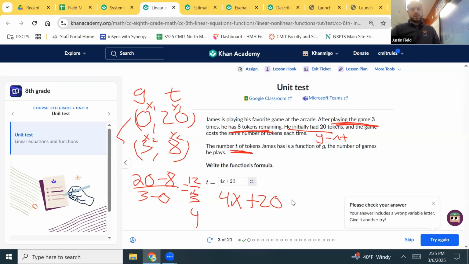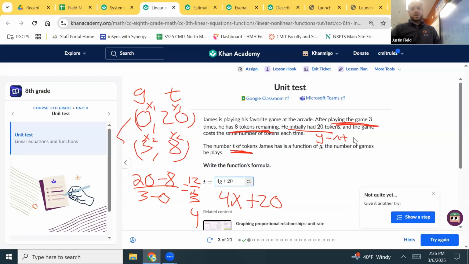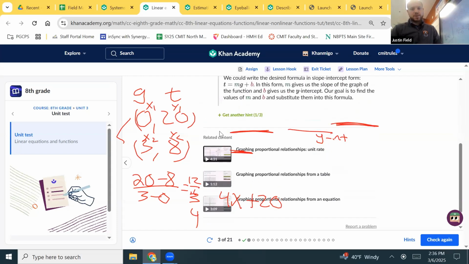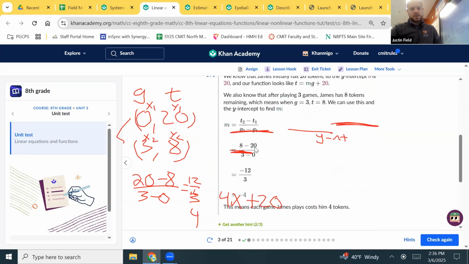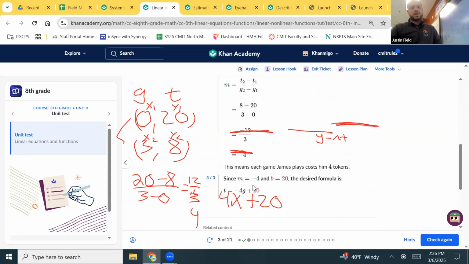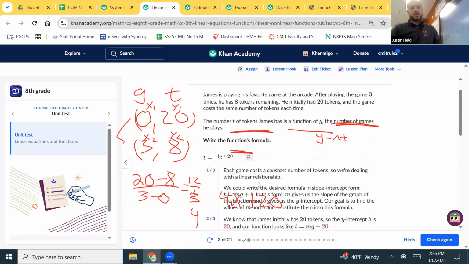Your answer includes the wrong variable letter. There we go. Okay, not quite yet. Show steps. Okay. Negative 4. Okay, so it's negative 4G plus 20.